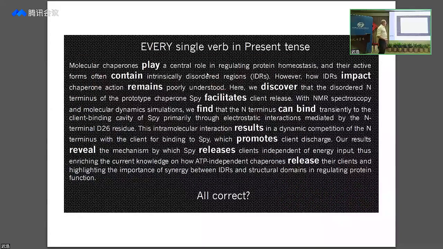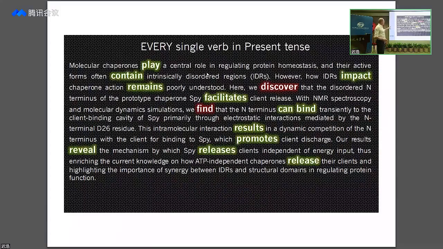So let's have a look at, there was something else that I wanted to point out. Have a look at the verb use in this abstract. Here you can see every single verb in this abstract is in present tense. And we have talked about tense in the abstract a little bit last week, if you remember. And we talked about whether it is really a good idea to have every verb in present tense.